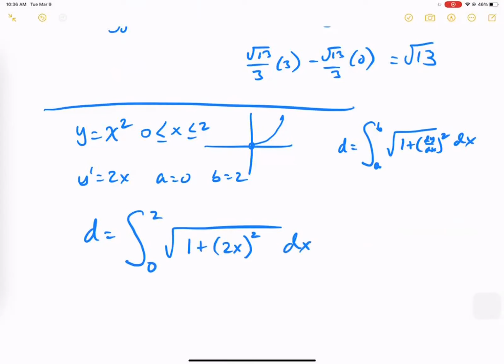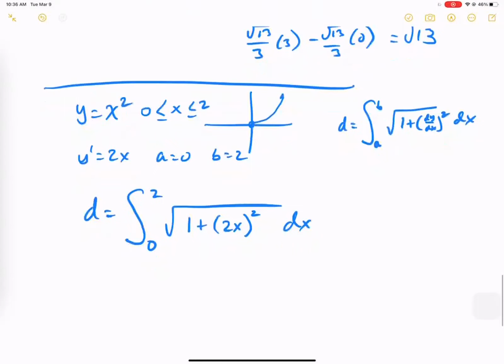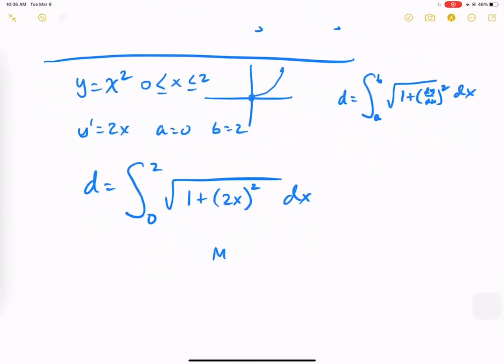Okay, now we're going to use our calculator, because for me to take the integral of this, I would hate my life. So now we're going to use our calculator. You go ahead and hit math 9 on your calculator and plug that in.